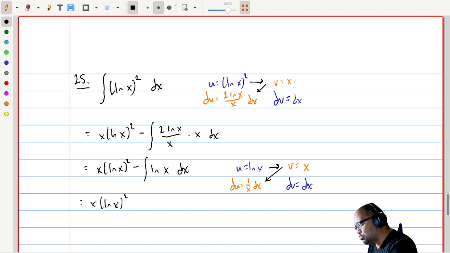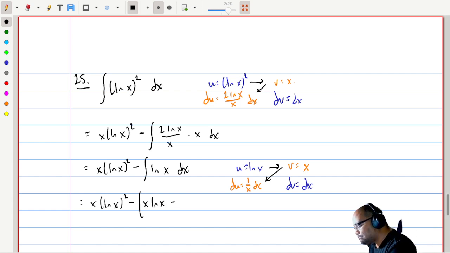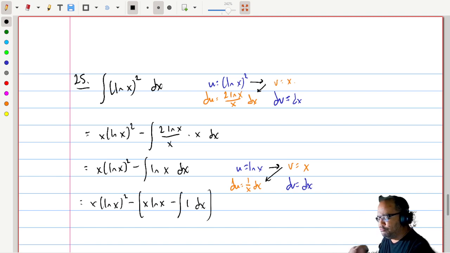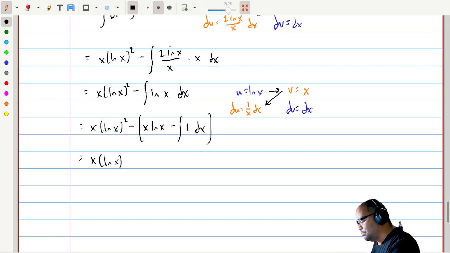So that x log x squared comes along for the ride. Minus, and now we do this because we have a minus sign and I'm subtracting away a big integral. uv, so x log x, minus the integral of v du. Well, x times 1 over x is just 1. And now you just see it, right? You can also do this with a priming substitution. Then we have plus x here. That's it.